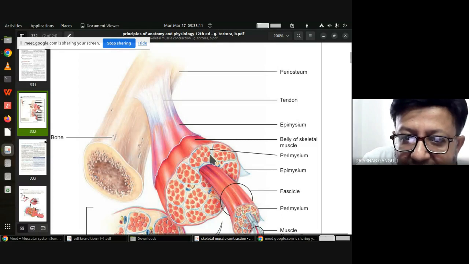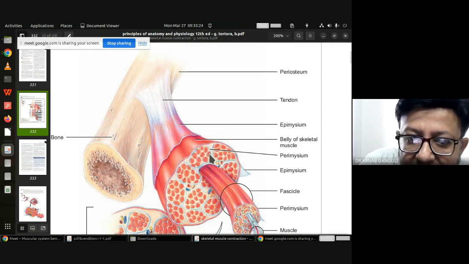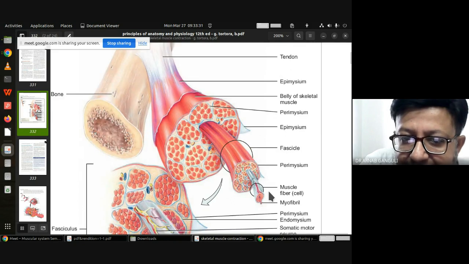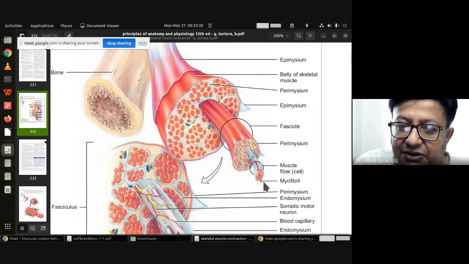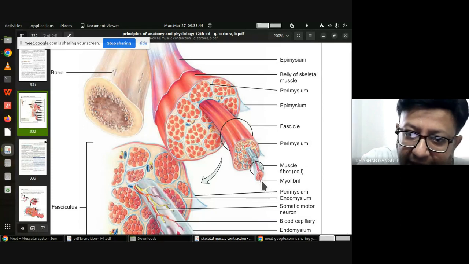You see, this is how the structure is. And now you see inside them, you have a covering. This is known as perimysium. These little bundles. So inside one perimysium, you will have even further smaller muscle fibers. And within that, you will have myofibrils. Are you able to see the structure clearly? Understand?